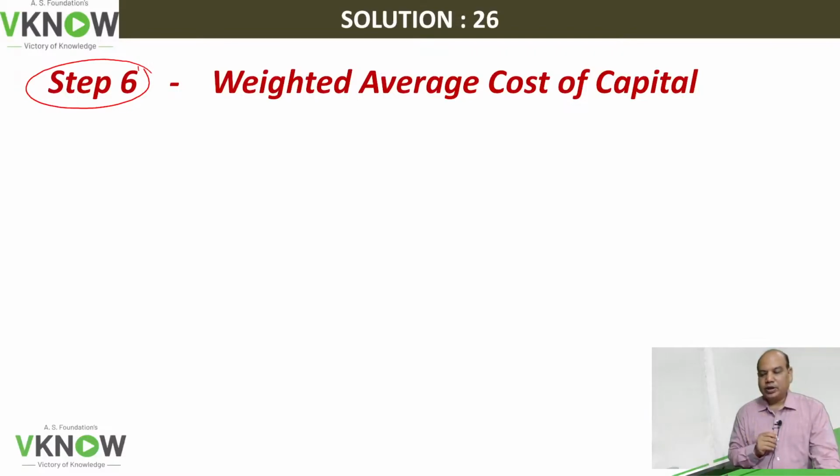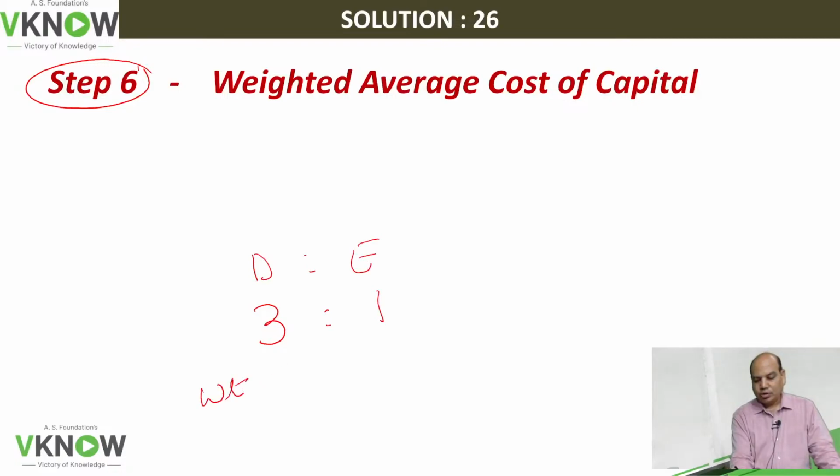Step number 6, weighted average cost of capital. Very good. What is the weight of debt and equity? Tell me, if it is a 3:1 debt equity ratio, what will be the weight of debt and the weight of equity? Anybody answer? 3:1 means how much weight assigned to debt?